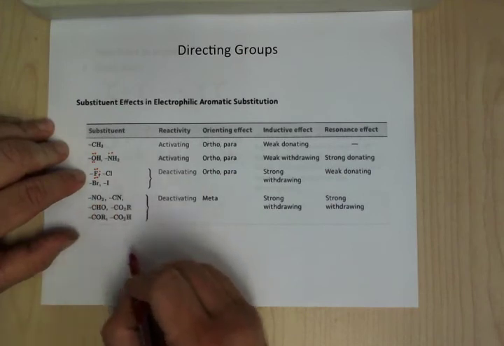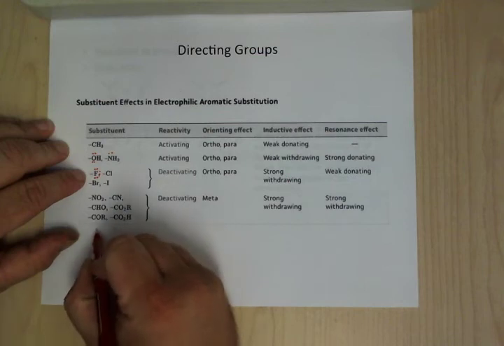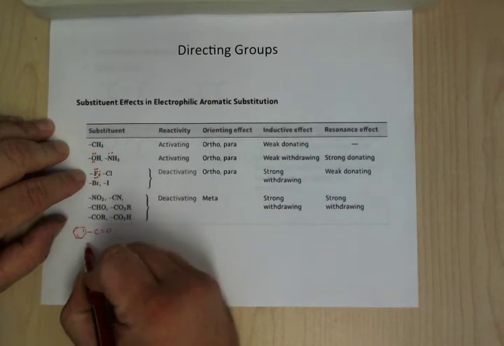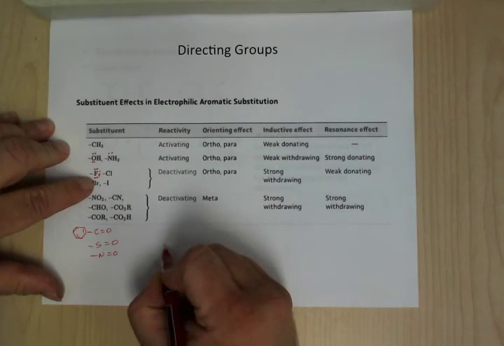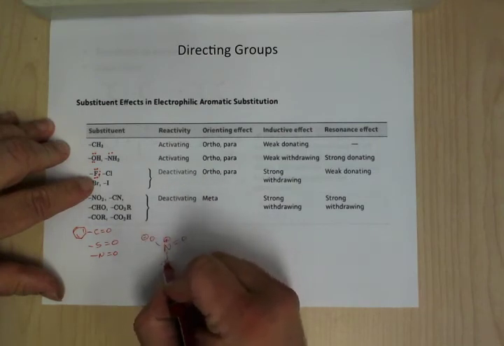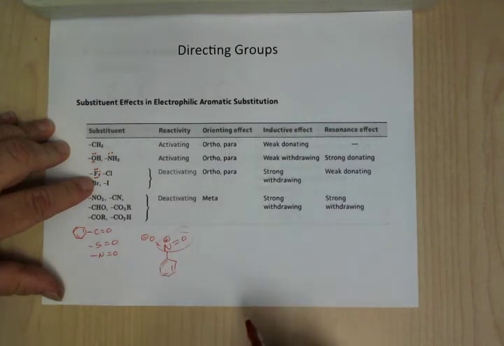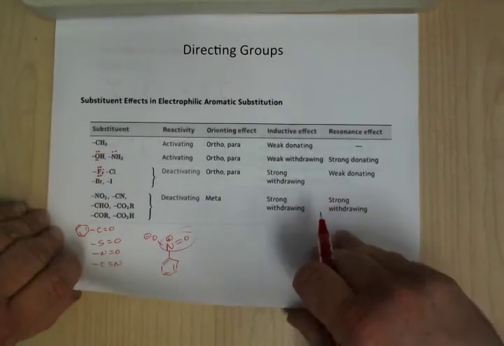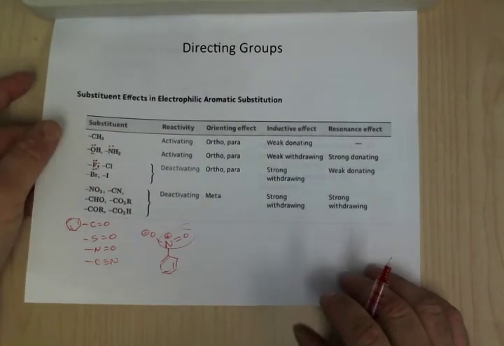And then for here, the meta-directors always end up being withdrawing. If you have C double bond O right next to the ring, S double bond O, N double bond O, so the nitro group, that looks like this if you write it out. This N double bond O makes it meta-directing, but it's also deactivating. C triple bond N, that's another one. Those are all meta-directors, and they're very deactivating, so they slow things down.